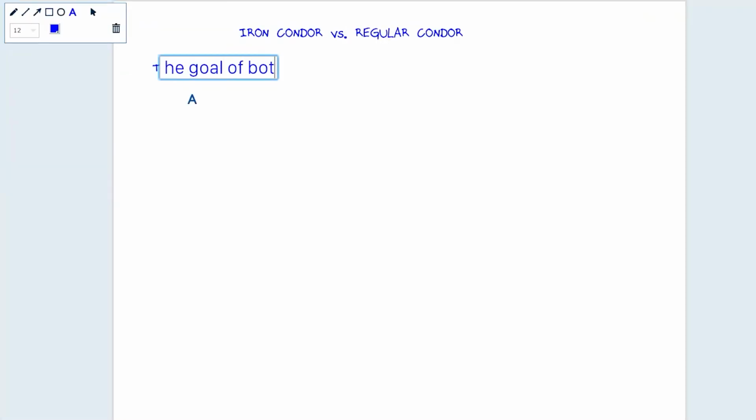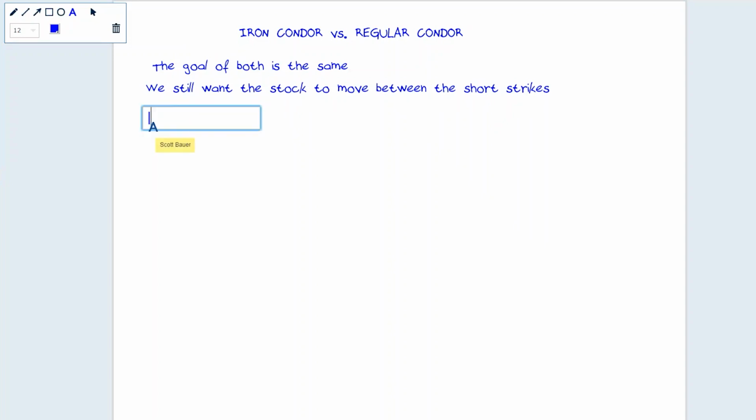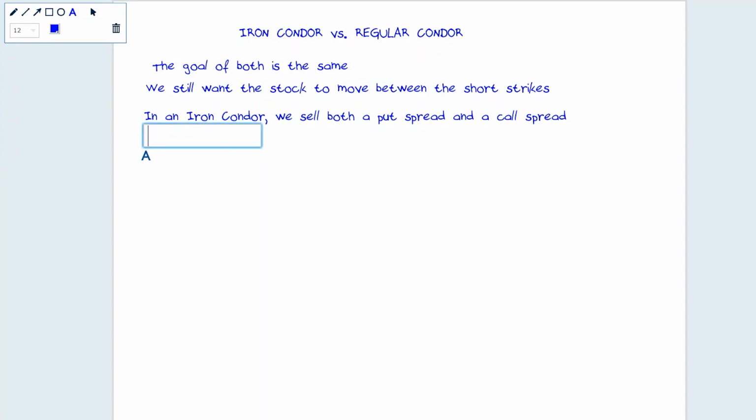The goal of both is really the same. We still want the stock to move between the short strikes. In an iron condor, we sell both a put spread and a call spread, so we've got something on both sides of the ledger, if you will. The goal is for the stock to stay between the short put and short call strikes. That's an iron condor.